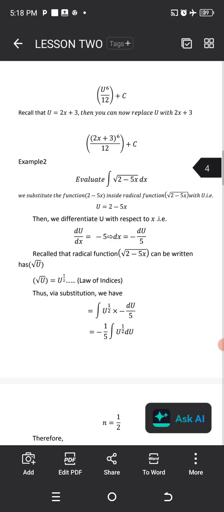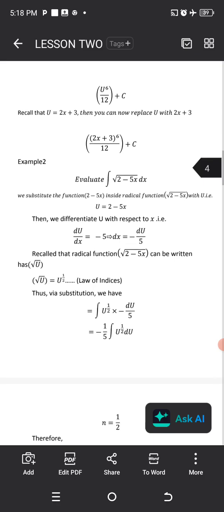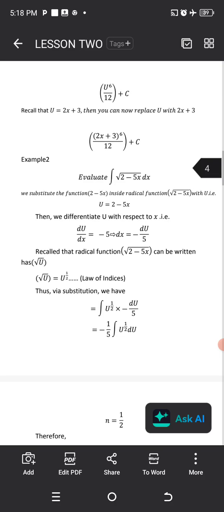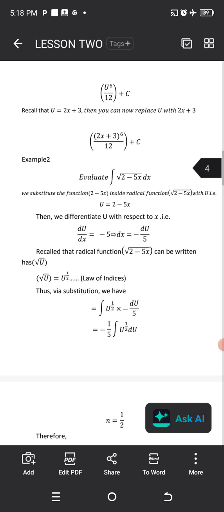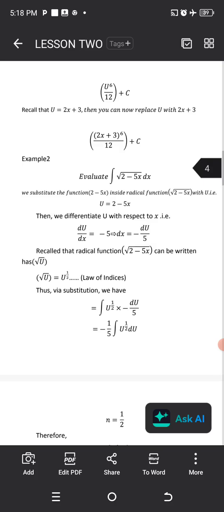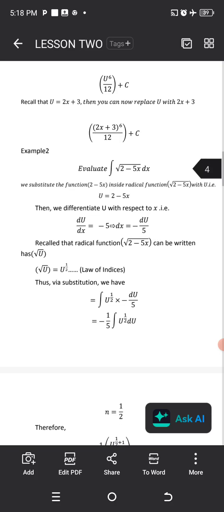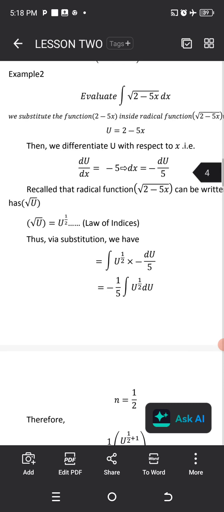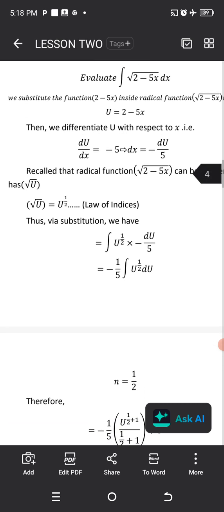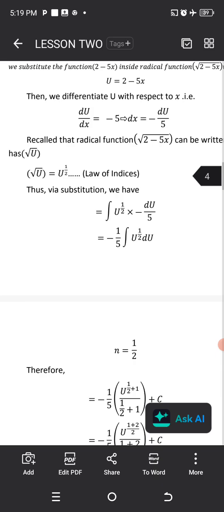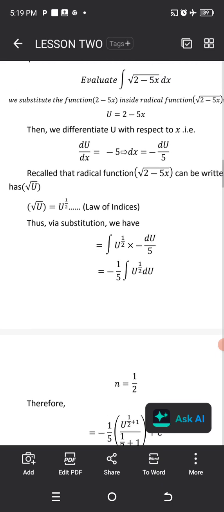Minus du over 5. Recall that the radical function, square root of 2 minus 5x, can be written as square root of u via substitution. So square root of u equals u raised to power half. That is from the law of indices. So via substitution we have the integral of u raised to power half multiplied by minus du over 5, like what we did in the first example. You can go through the first example, it's just the same steps.